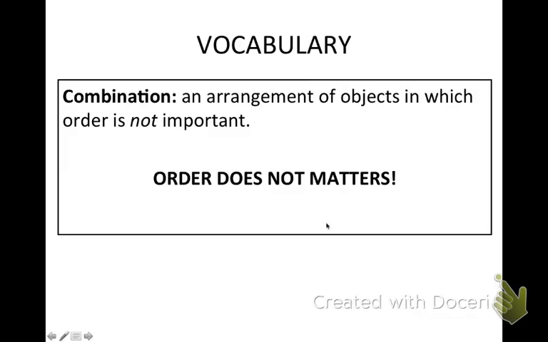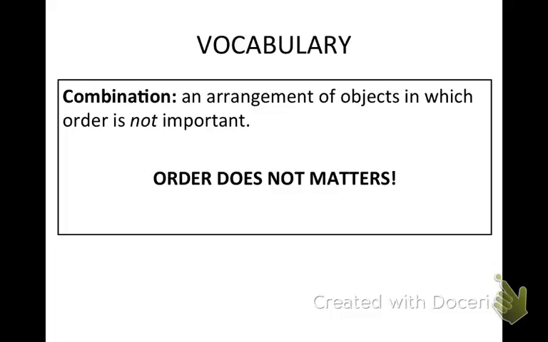So a combination is an arrangement of objects in which order is not important, which is different than permutations, where order is important. So that's the biggest way to remember the difference between the two. Order does matter for permutation. Combination, order does not matter.